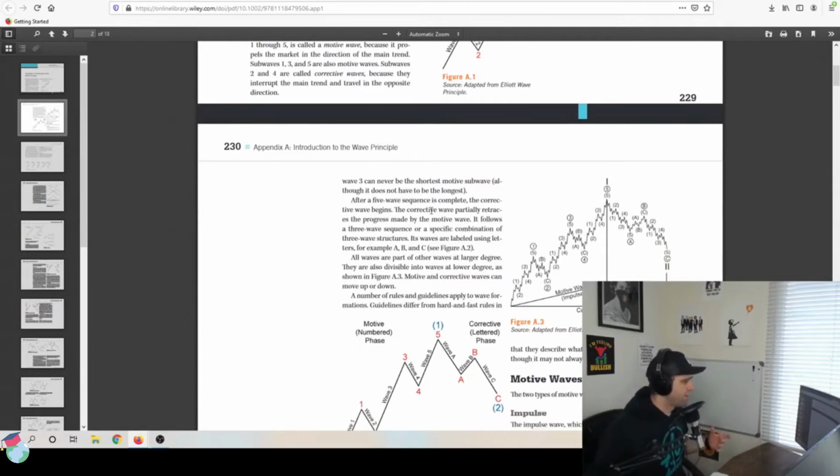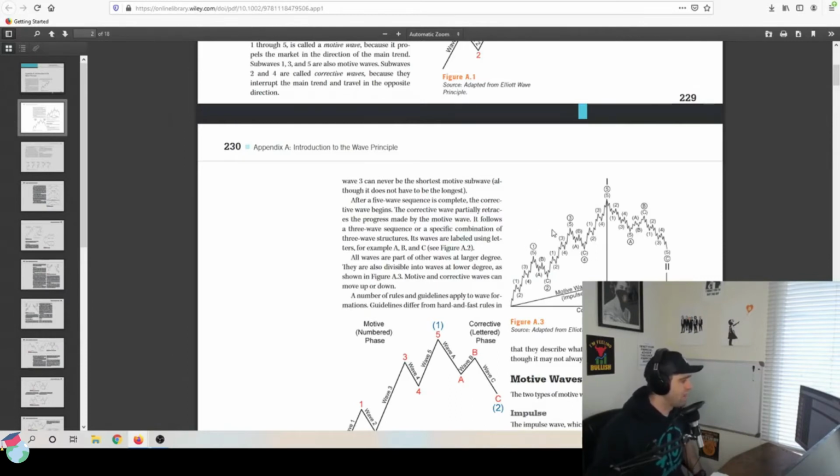After a 5-wave sequence is complete, the corrective wave begins. The corrective wave partially retraces the progress made by the motive wave. It follows a 3-wave sequence or a specific combination of 3-wave structures. Its waves are labeled using letters, for example, A, B, and C. All waves are part of other waves at larger degree. They are also divisible into waves at lower degree, as shown in figure A3. Motive and corrective waves can move up or down.